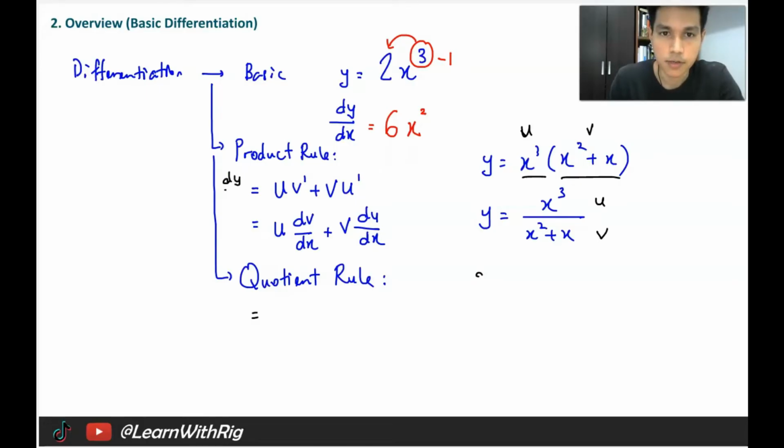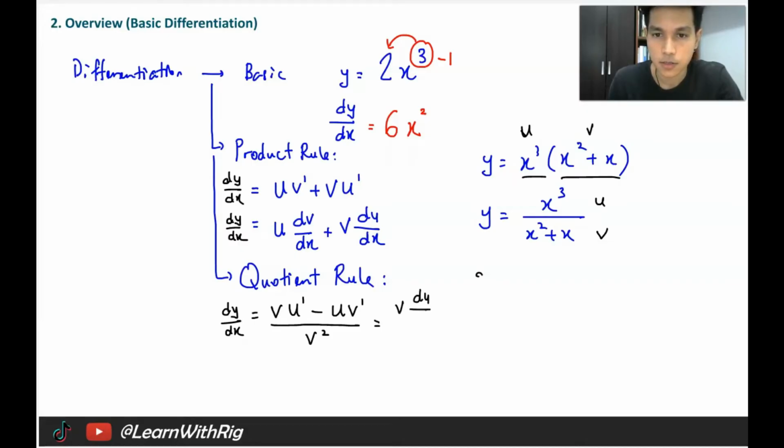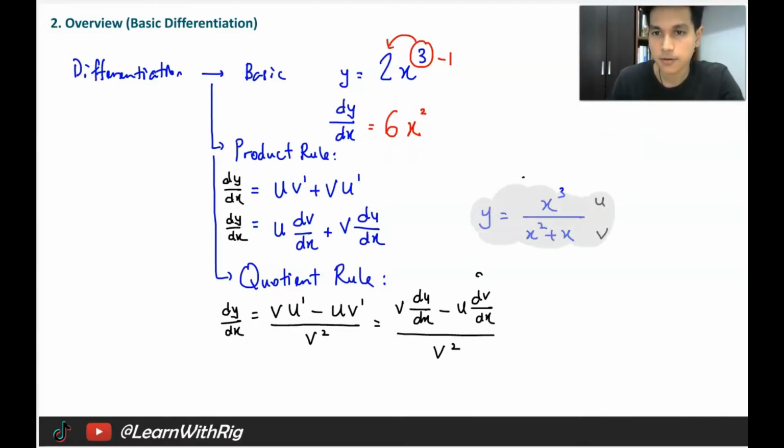dy dx equals to v u prime minus u v prime over v square. This is the formula, or it can also be written as v du dx minus u dv dx over v square. So this is the formula. Don't worry if you don't understand. Like I said, we'll work on this later.